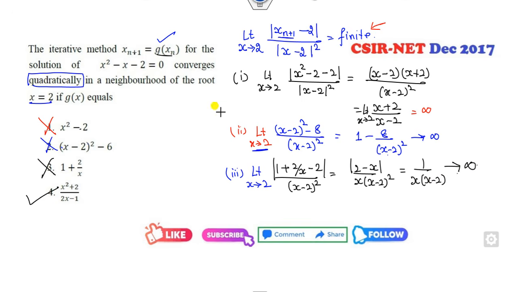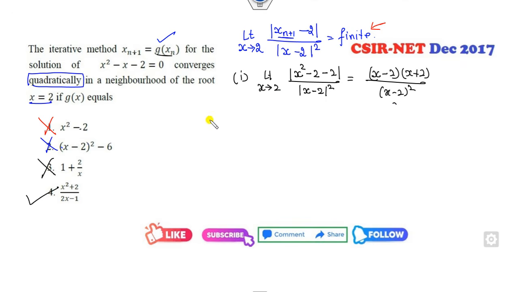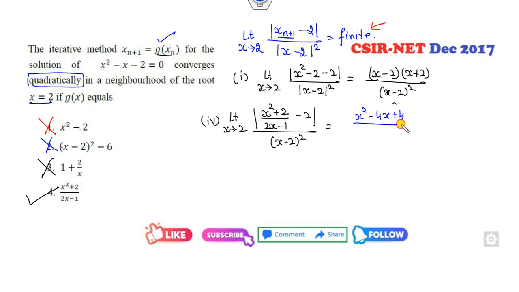And if you want to calculate it, let me calculate the last option for you. So what is the fourth option? Limit x approaches 2, that means x square plus 2 over the absolute value of 2x minus 1, divided by x minus 2 square. If you take the LCM, it is x square minus 4x plus 4 divided by x minus 2 square. So clearly this limit is 1, which is my finite number. So the right answer is D. Always remember, whenever it is given that convergence is quadratic, or third order, always apply this definition.